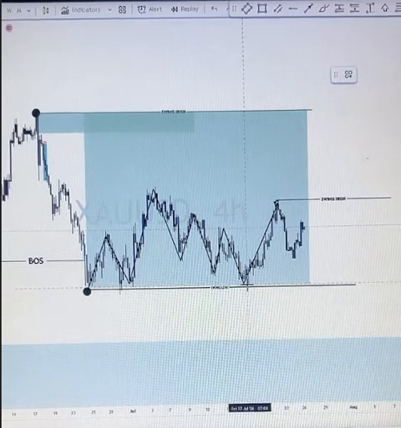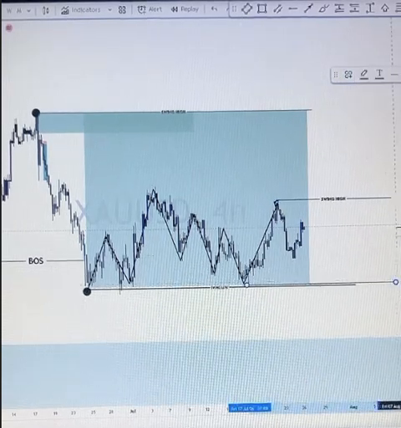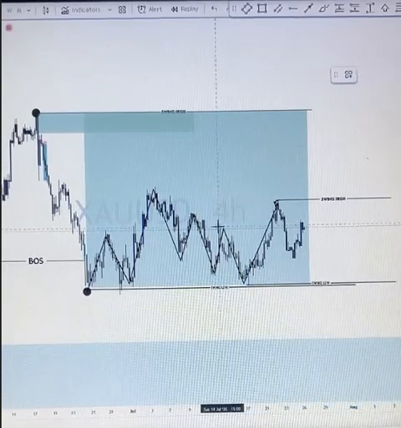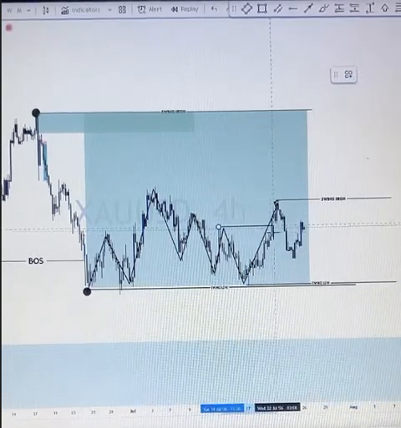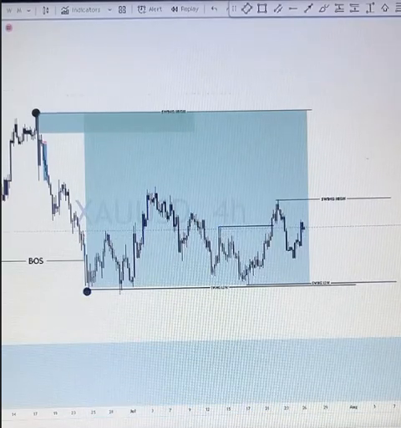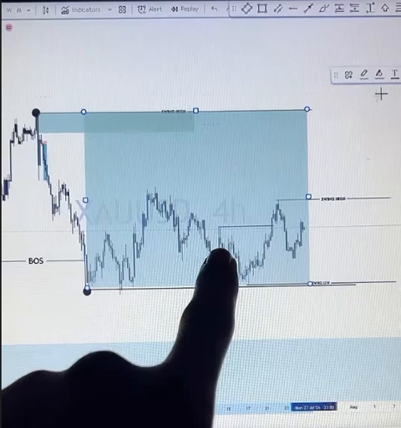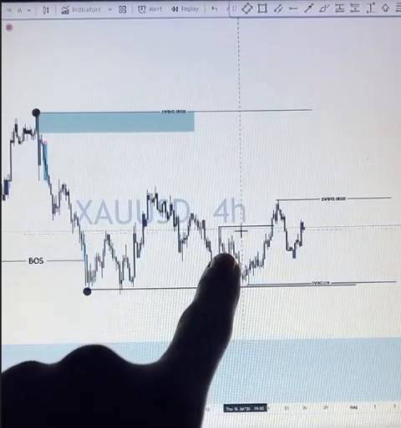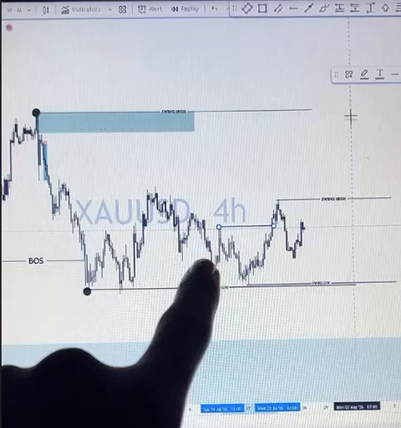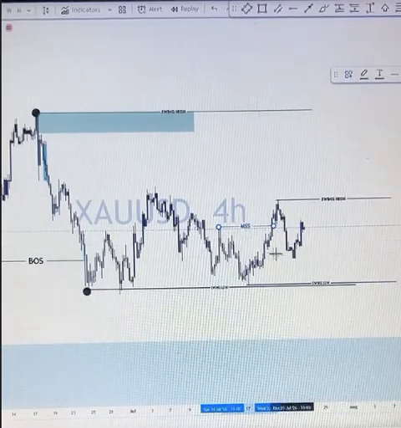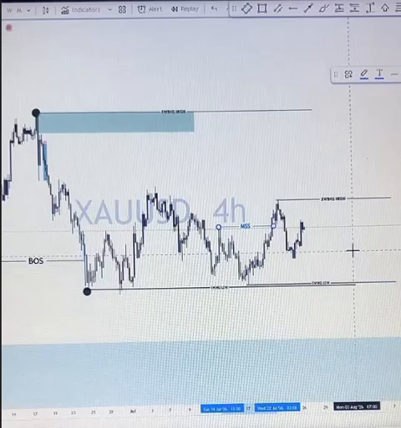So this is your high, okay? This is your low, right? And this is a change of direction. Now, this change of direction, what do we call it? Vada, thank you. This change of direction is called market structure shift or reversal.